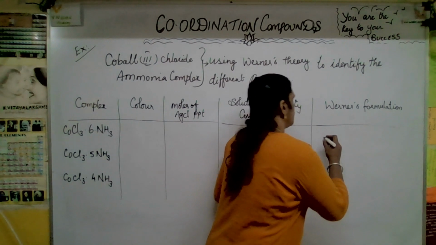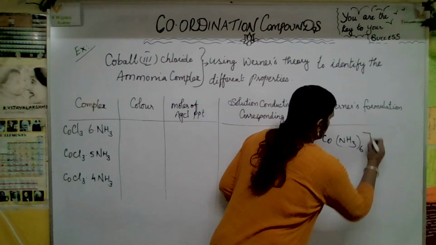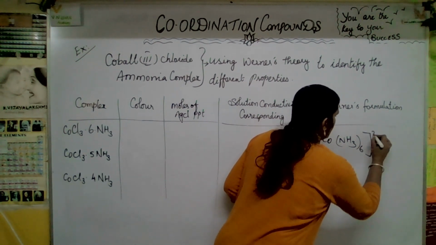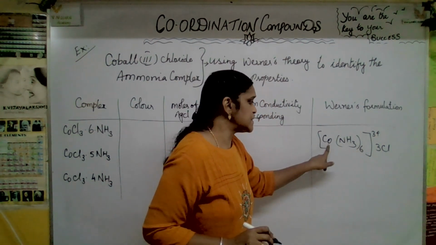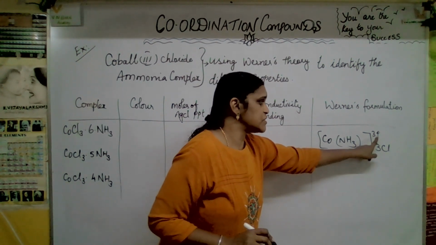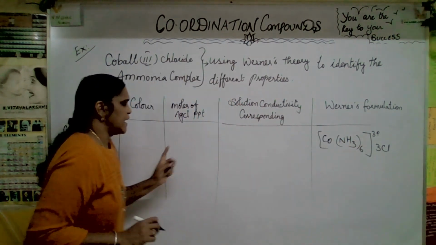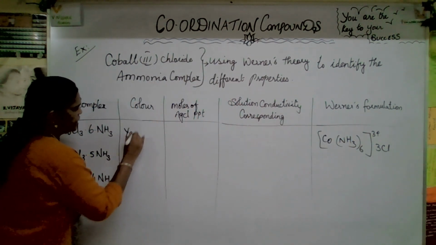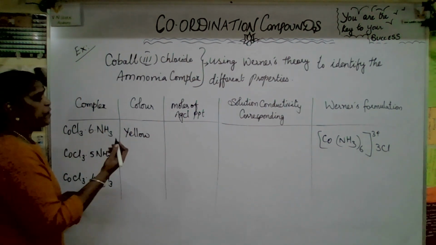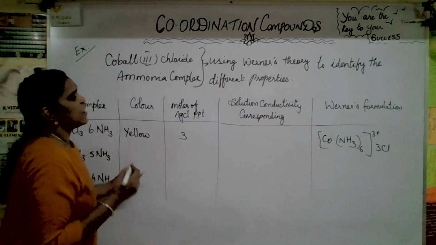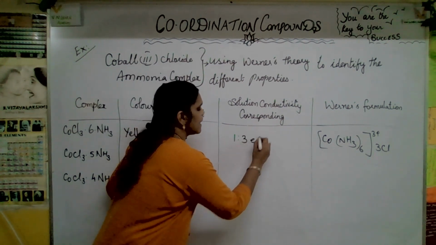What is Werner's formulation? Co, NH3 six times, 3Cl, and here 3 plus actually. So this is the ligand and coordination number, central metal ion, coordination sphere, oxidation number and oxidation state, and this is ionizable. Let us check the color. This is yellowish color, and it gives a precipitate with AgCl. The number of moles here is 3. Now the solution conductivity corresponds to a 1:3 electrolyte.